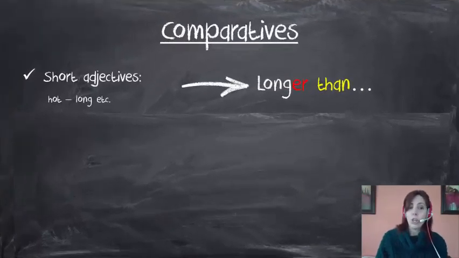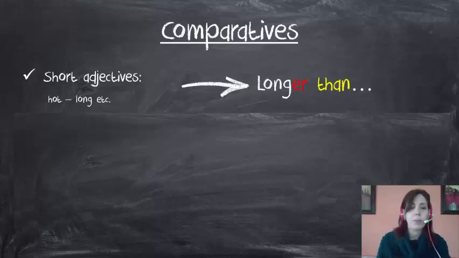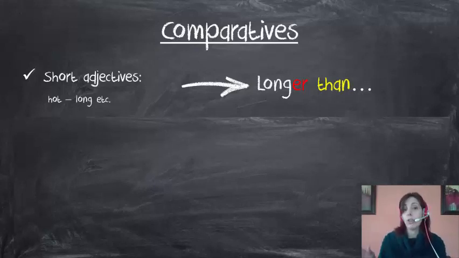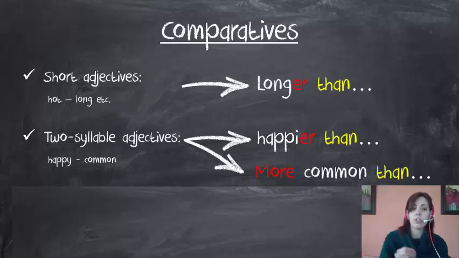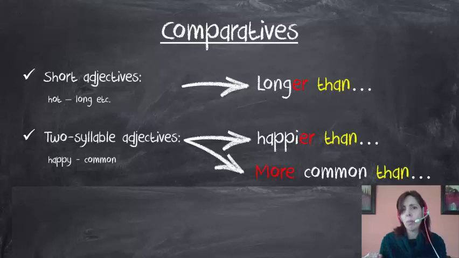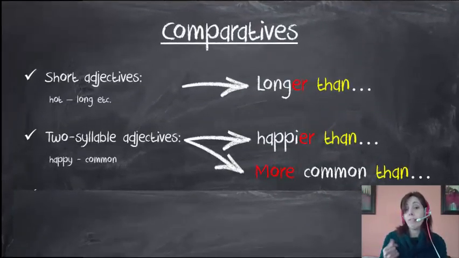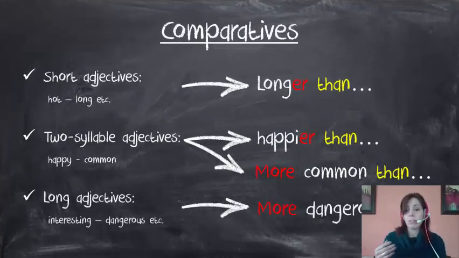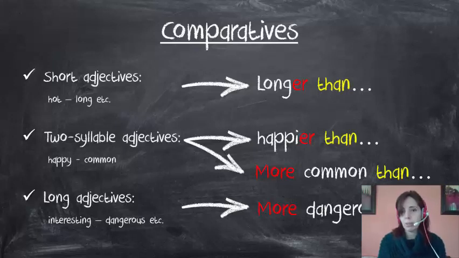So this is the rule to write. If it is a short adjective, longer. If it is a two-syllable adjective, it may happen that you consider it short, happier, or that you consider it long, more common. Don't worry, don't panic, check. And then you have the long adjectives, more dangerous. That is what you have to remember. Key question.